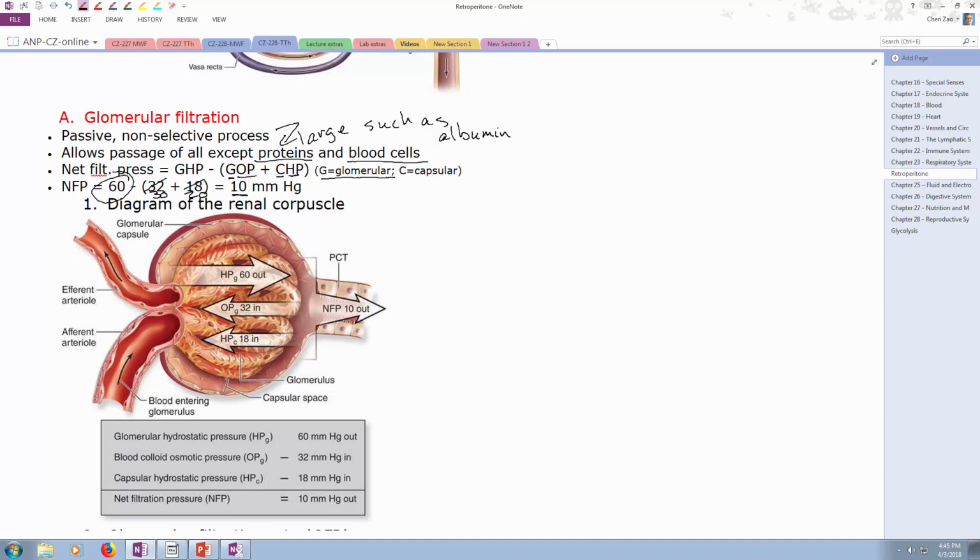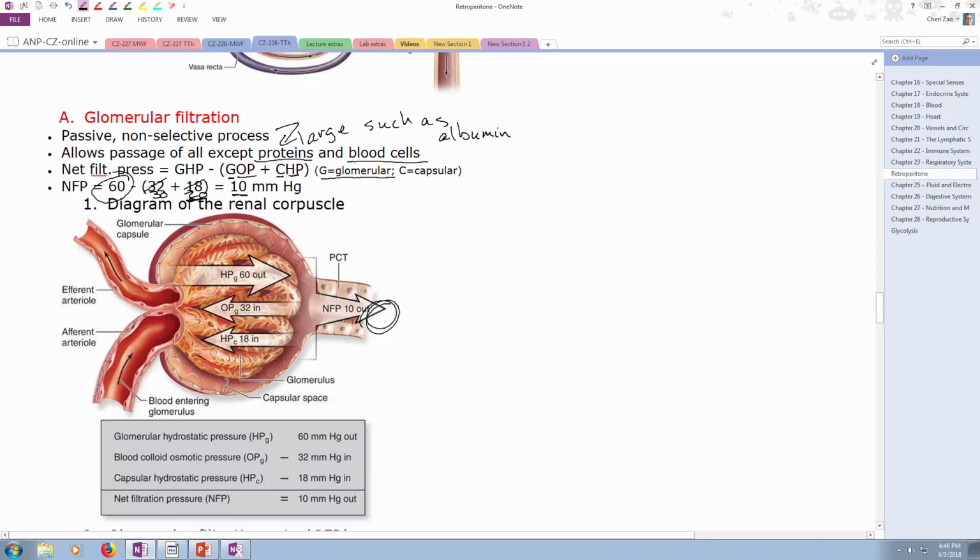So if I, for some reason, had a stone in my tube somewhere along the way, what would happen to my capsular hydrostatic pressure? It would go up, correct? It would cause this cup to fill up to its full maximum. And it could only go up to 30, correct? Because that's what we have here is 20.